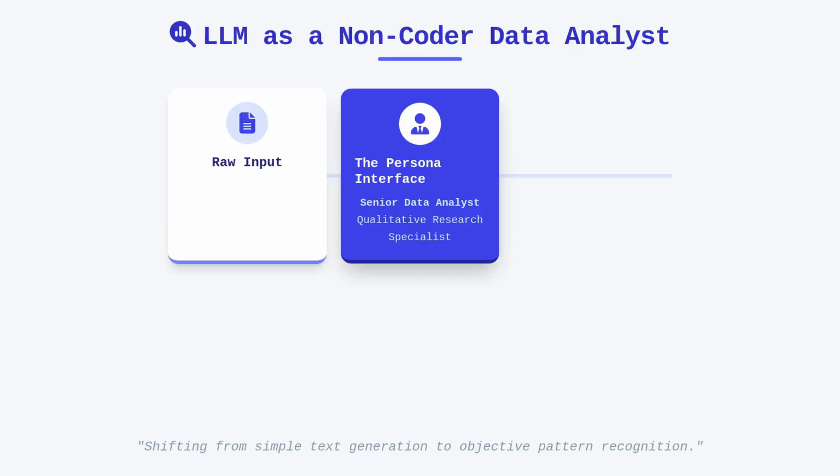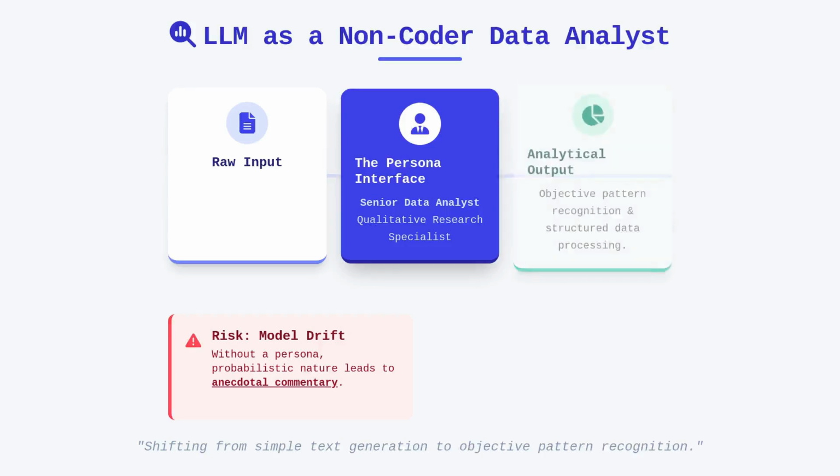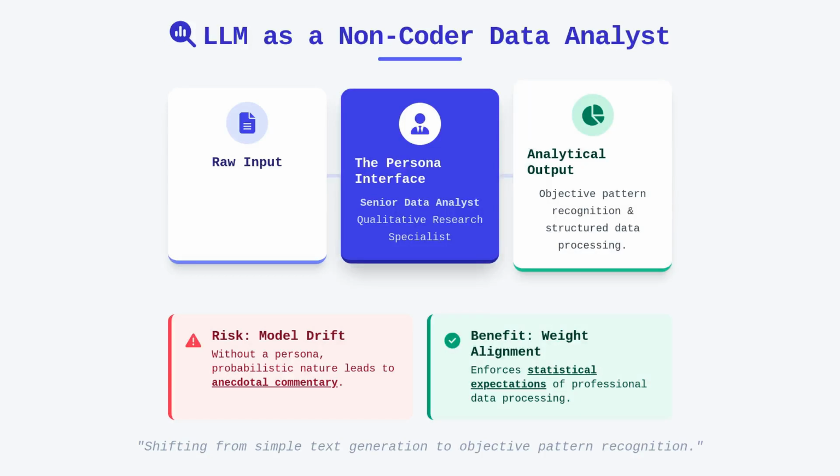Without this explicit role assignment, the inherent probabilistic nature of the model tends to drift toward anecdotal commentary rather than structured analytical output. By enforcing this persona, we align the internal weights of the model with the statistical expectations of professional data processing. This is particularly effective when dealing with large volumes of unstructured textual data, such as customer feedback logs or raw market research transcripts.